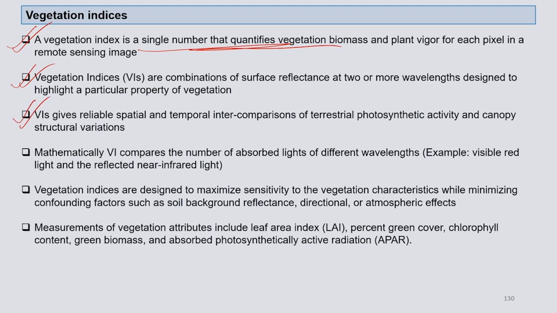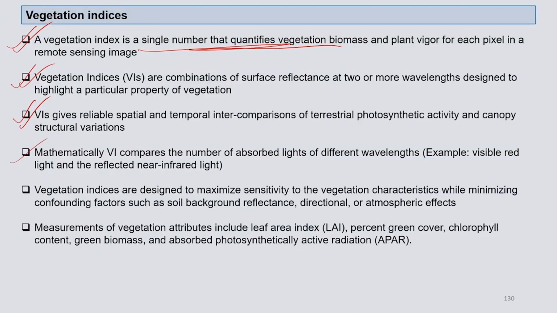VIs also give reliable spatial and temporal intercomparisons of terrestrial photosynthetic activity, and this will also give you the canopy differences. So suppose a plant has a large biomass and a huge canopy, you can easily differentiate from vegetation indices where you have a big plant and where you have a small plant on the basis of the canopy as well.